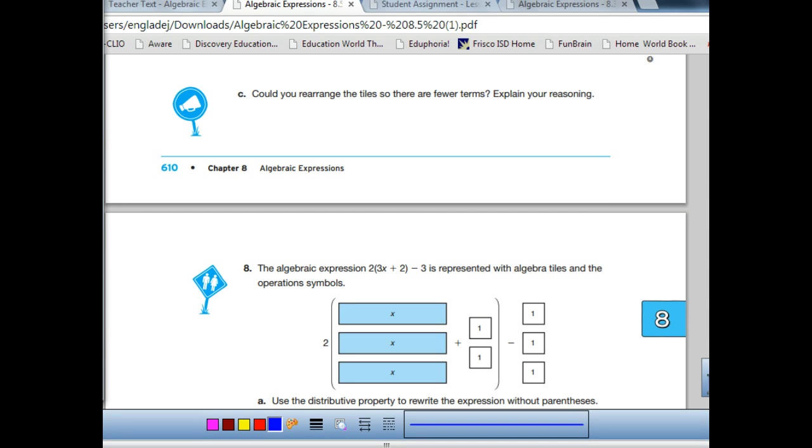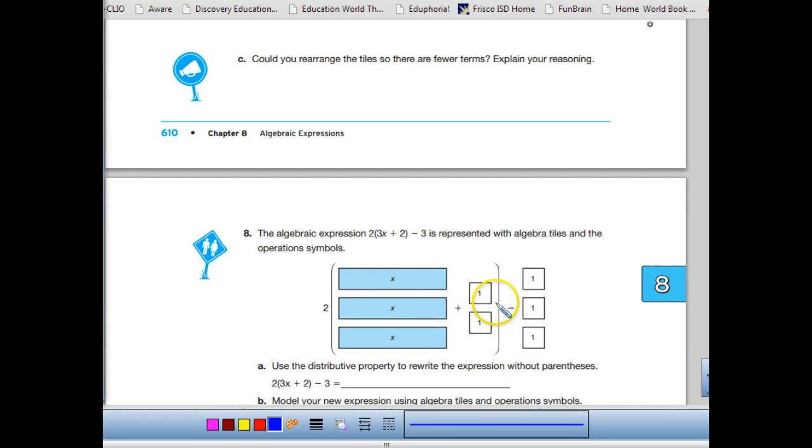All right, let's take a look at number 8. Number 8 says, they're representing the algebra tiles, and they're going to represent this 3x plus 2, and then out to the side they're just going to say that that's 2 groups of them, right? 2 groups of 3x plus 2. And from that quantity, I want to take away 3. So that's how they're sketching that algebraic expression.